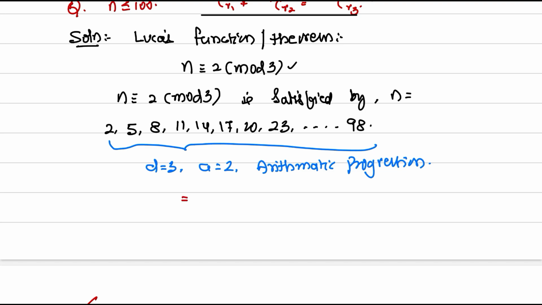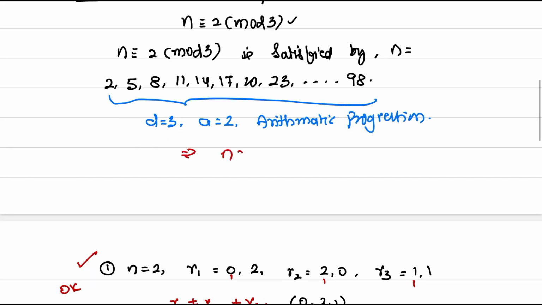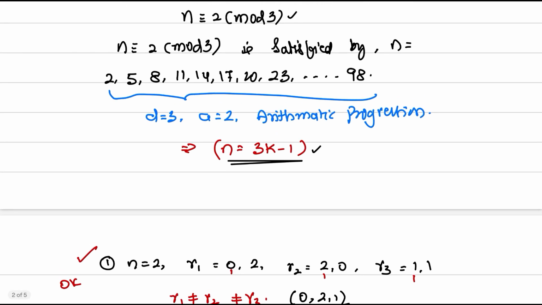This can be written as an arithmetic progression, n is equal to 3k minus 1. Kindly cross check. I am writing it, but you cross check, you do the mathematics on your own. For example, to get 20, n is equal to 7, 7 into 3, 21, 21 minus 1, 20. K is equal to 1, 2, 3, 4, 5. Let us say 5.